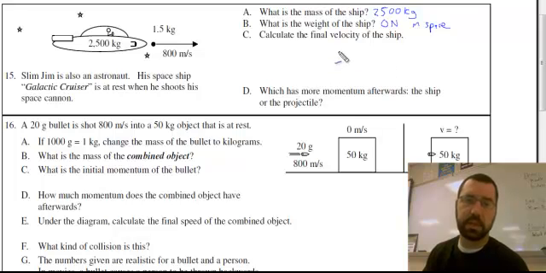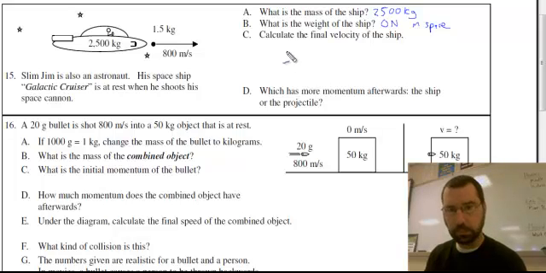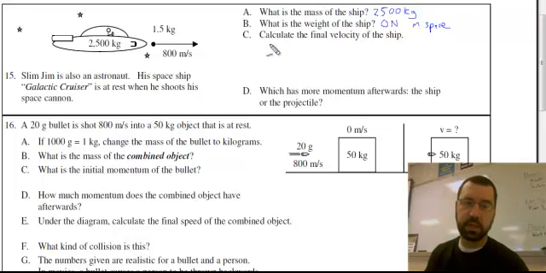Okay, calculate the final velocity of the ship. Well, what we need to remember here is that momentum must be conserved. So we're going to start with our conservation of momentum equation. So here we have 0 is going to equal the momentum of object 1 after plus the momentum of object 2 after. Object 1 here would be the galactic cruiser, and object 2 would be the cannonball.